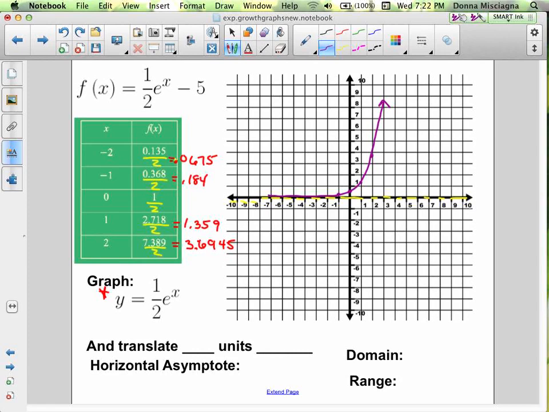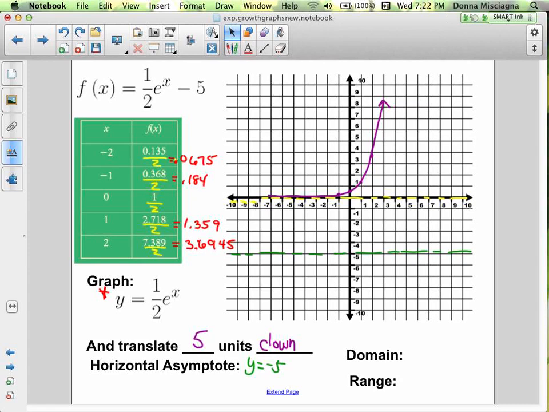And now we just need to translate 5 units down. All right, so new horizontal asymptote at -5. So let's write that in, y equals -5. And then we're just going to move all of the points down 5. And that's all there is to it. So that, of course, is going to be right there.